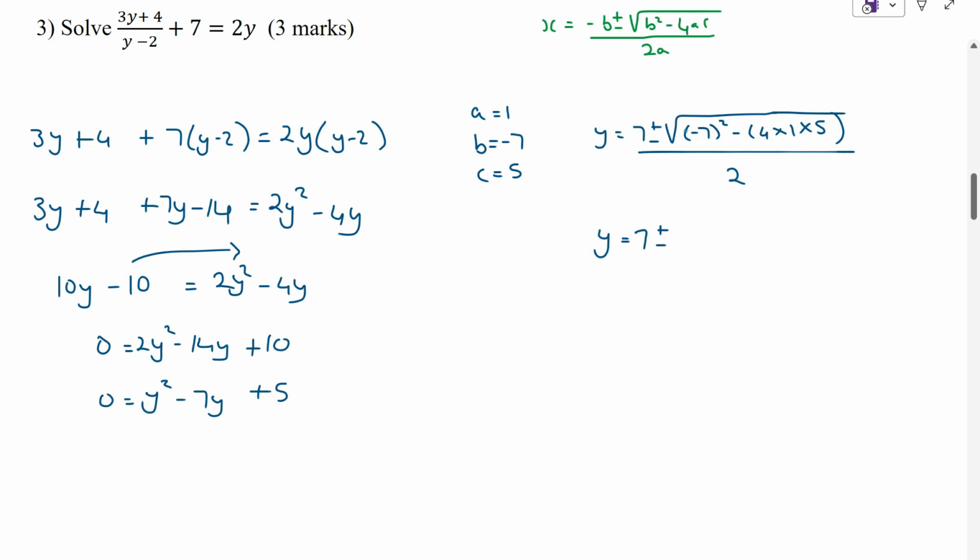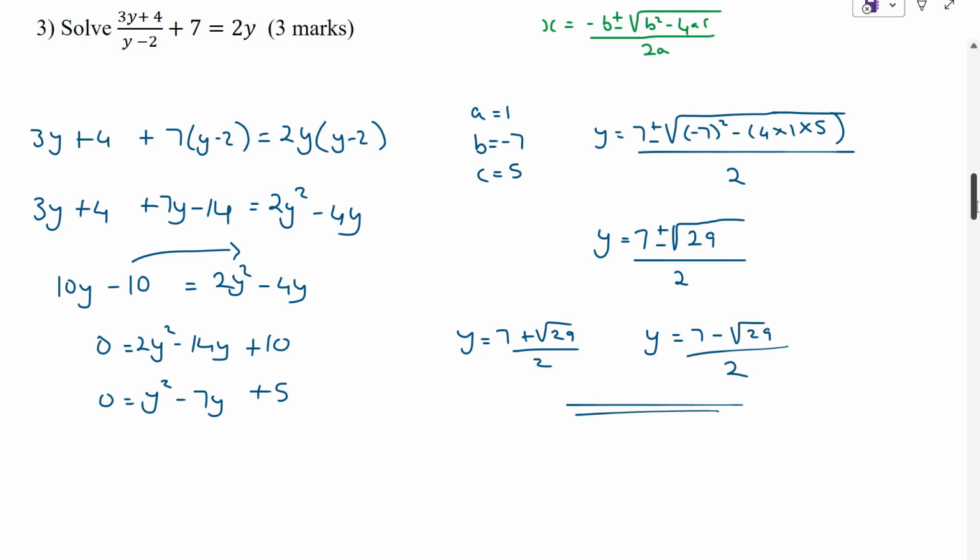So if we work this out in our calculator, it gives us root 29 all over 2. So our values for y will be 7 plus root 29 over 2 and 7 minus root 29 over 2. Okay, and just a side note, if you're ever unsure whether your answer is right or not with these algebraic questions, you can always sub your answer into the original equation. And if you get the desired answer, we know it's right.